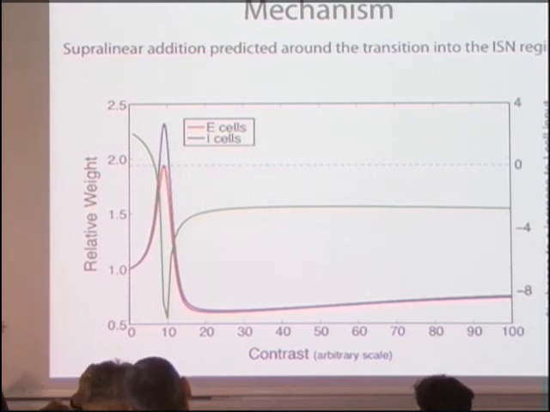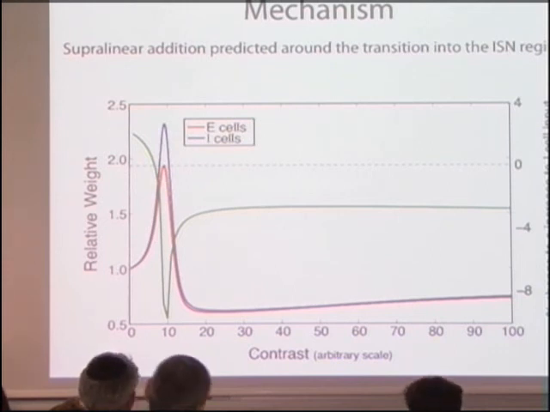So this is a complicated plot, so just very quickly, in green is how the inhibitory cells respond to a small extra input as a function of contrast. Where they cross this dashed line is where you transition into the ISN regime. And then these blue curves are the same curves I showed you, the additive weights assigned for two stimuli rather than one. And you see that you enter the ISN regime before you can get sublinear addition. And I think that is all I've got.